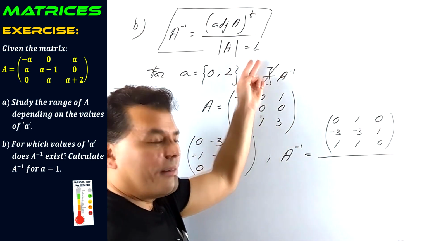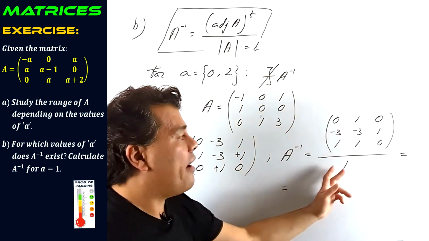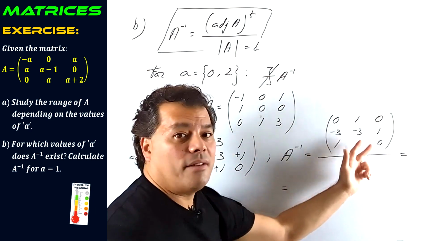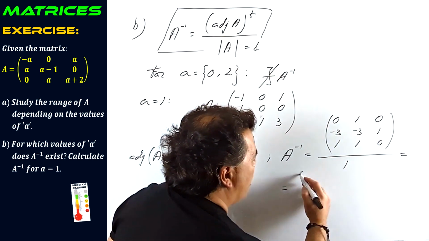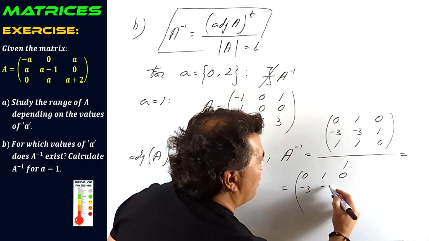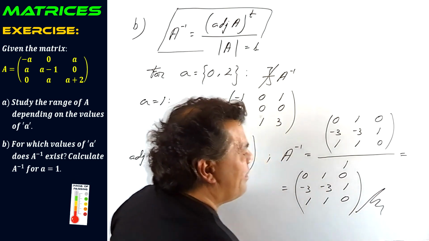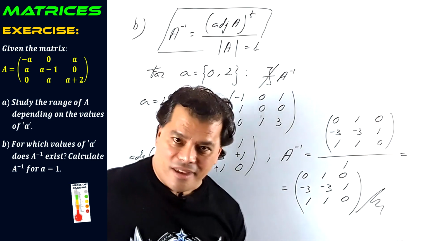Divided by 1, which means that if you divide all these 9 positions by 1, of course, you have the same matrix. 0, 1, 0, negative 3, negative 3, 1, 1, 1, 0. We have already finished this exercise.